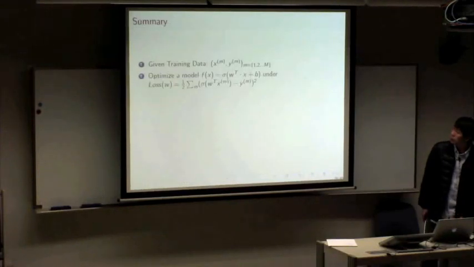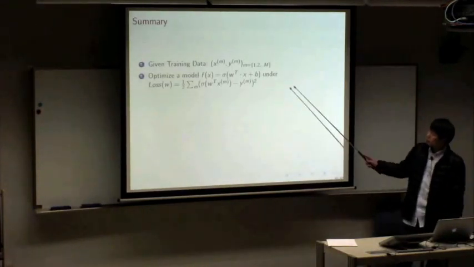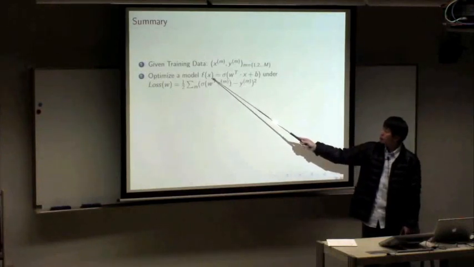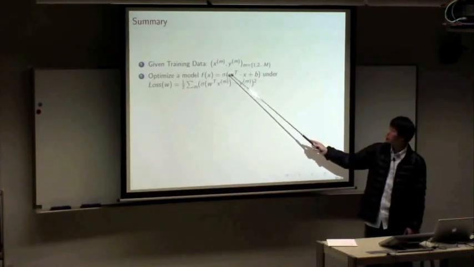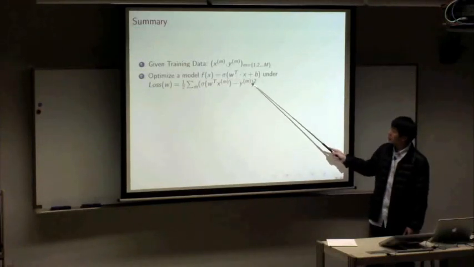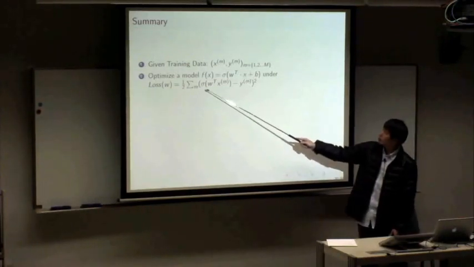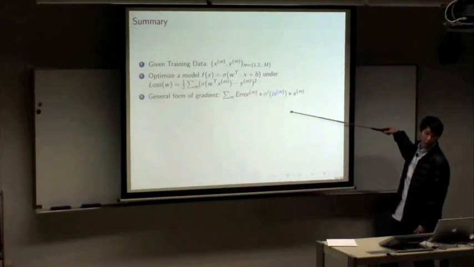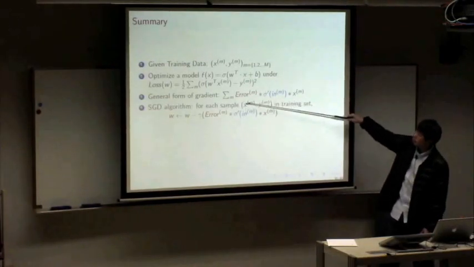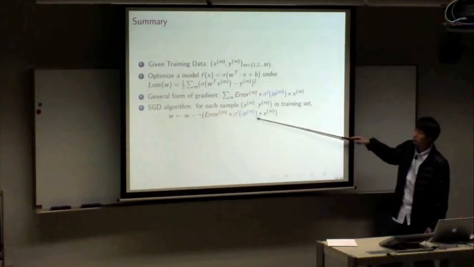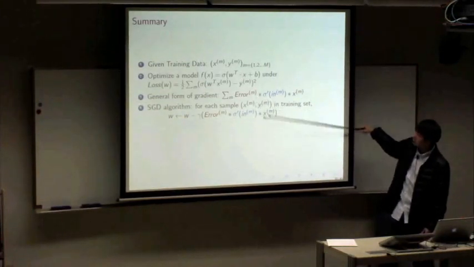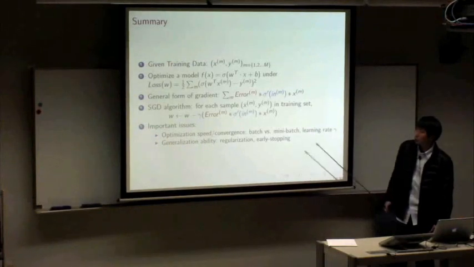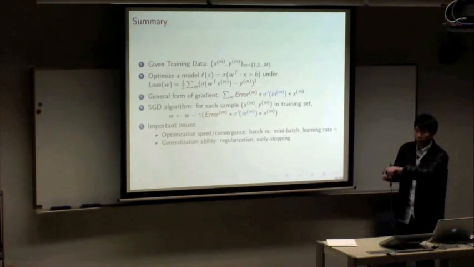Okay. So to summarize this part, we have training data X and Y, M samples of them, and first we choose a model family. Here we choose logistic regression, which is basically a sigmoid and a linear model. When we optimize under the squared error loss, we can take the gradient of this loss, and it looks like this form. Using this form, we can do stochastic gradient update. For example, we go in the negative direction of the gradient, and we talked about issues of speed, convergence and generalization. Okay. So that's all for this first part of the talk.